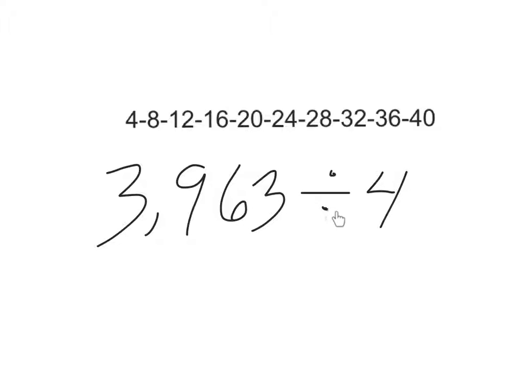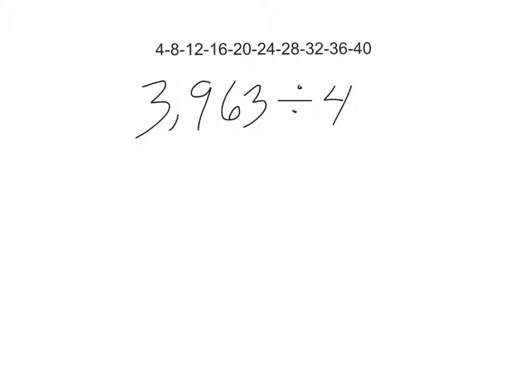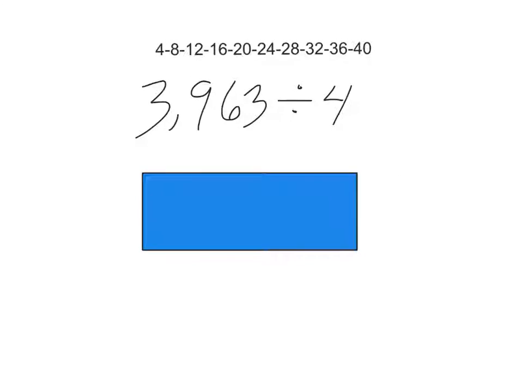3,963 divided by 4. And first thing we want to do is count by the numbers. 4, 8, 12, 16, 20, 24, 28, 32, 36, and 40. Next, I'm going to give myself a little room and create my first area box.